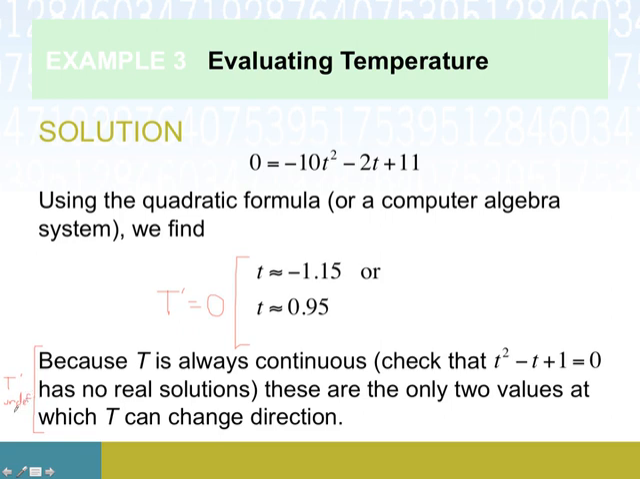But it turns out that the denominator, the t squared minus t plus 1, doesn't have any real solutions. You could check that with the quadratic formula. But even if it did, it would be undefined at the exact same place that our original function was undefined. So T prime being undefined when T is undefined isn't really all that useful to us. It's right back to that. You can't be a critical point if you weren't already a point on the graph, kind of notion. So little t equals negative 1.15 and little t equals 0.95. Those are the only opportunities that this graph has to change its direction.